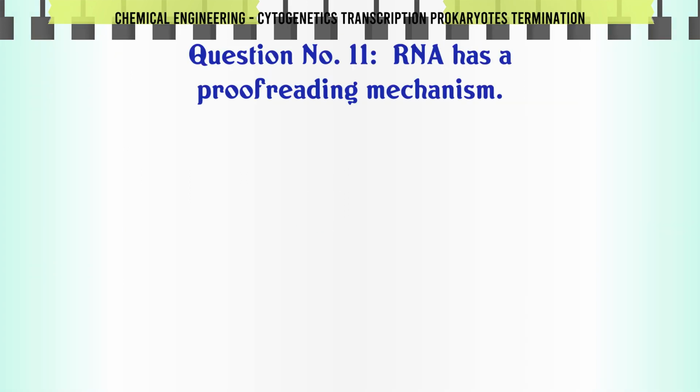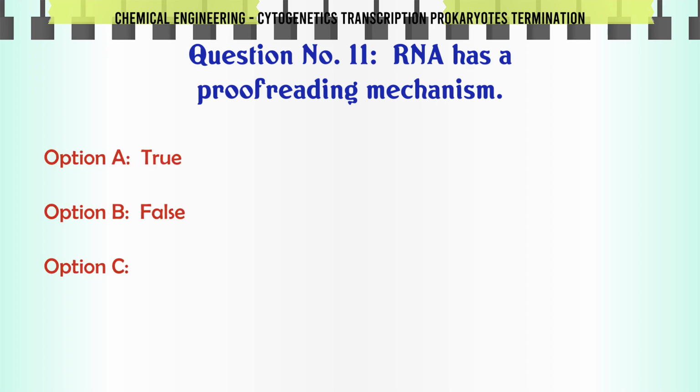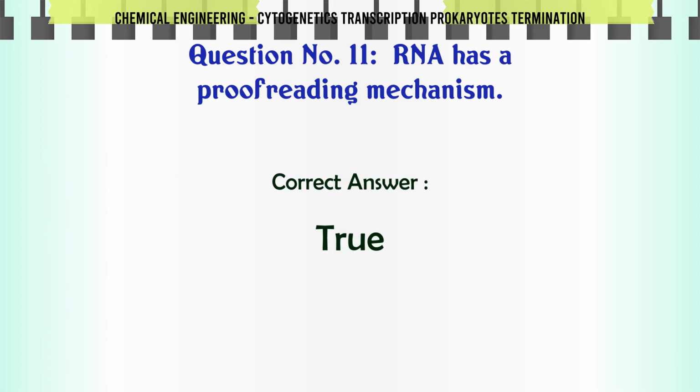RNA polymerase has a proofreading mechanism. A true, B false. The correct answer is true.